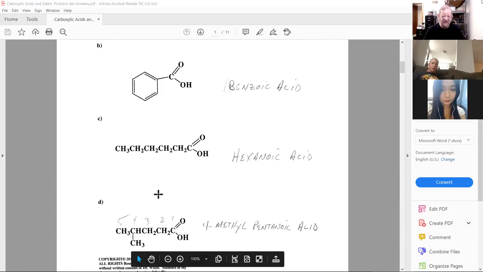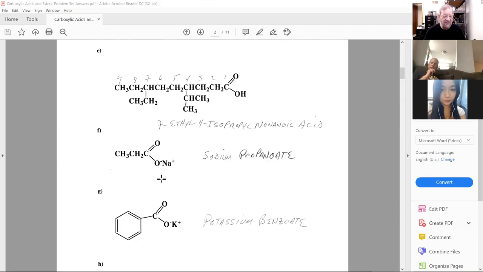So if we look at D, how many carbons do we have in the longest chain? 5, pentane, drop the E, add OIC in the word acid, pentanoic acid. Carbonyl carbon is 1, therefore the methyl group is on 4, 4-methyl pentanoic acid.